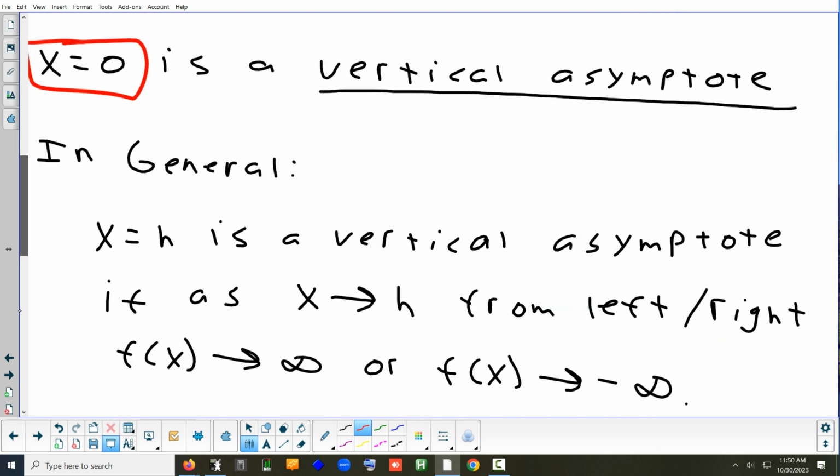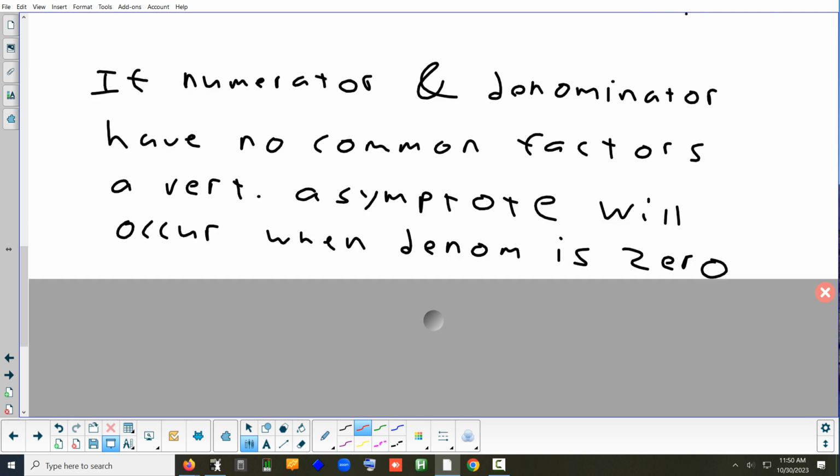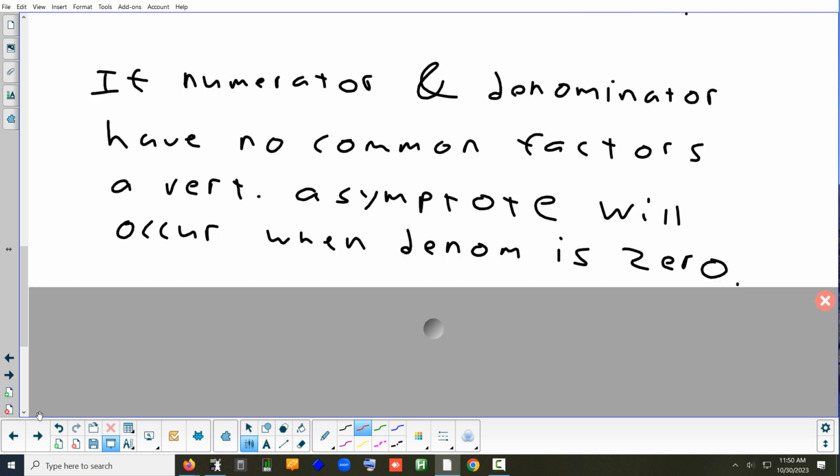So let's write that down. If the numerator and denominator do not have common factors, then you will get a vertical asymptote where the denominator is 0. If they do have common factors, you'll get a hole.